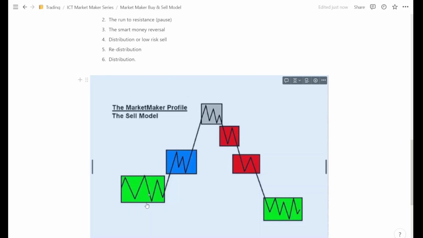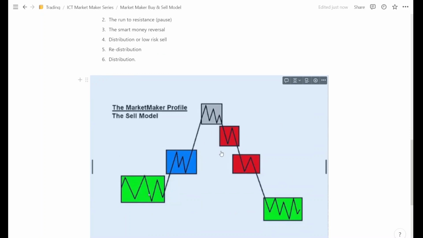So once they accumulate, once they take out this low, they accumulate there, smart money reversal, they will then come back up to distribute at this level or at this level. Okay, so this is the sell model.